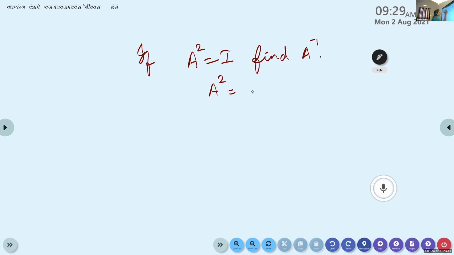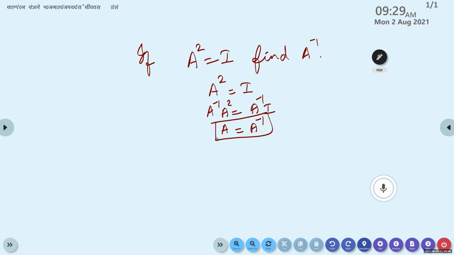So what we can do, in order to find A inverse, you divide both sides. That means you multiply by A inverse. A inverse into A square is equal to A inverse into I. When you multiply by A inverse, that is the same as dividing by A. When you divide by A, what will you get? A is equal to A inverse. Therefore, A inverse will be the same as A.